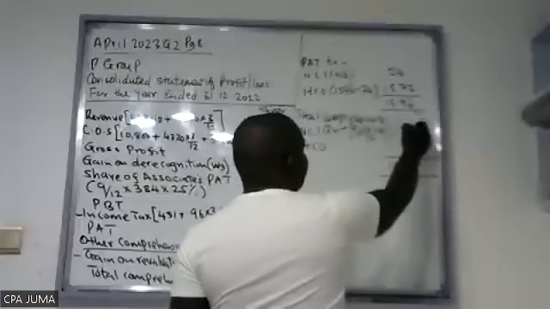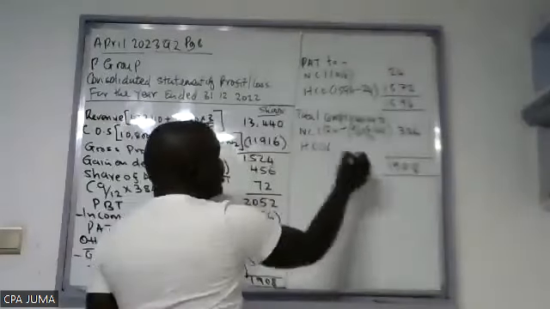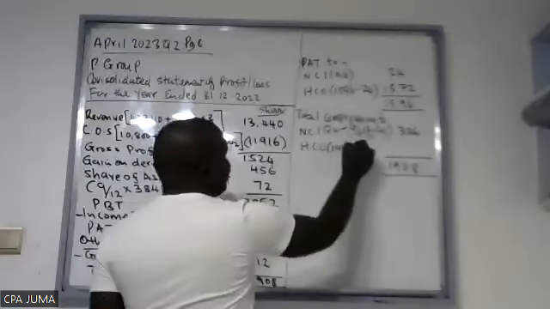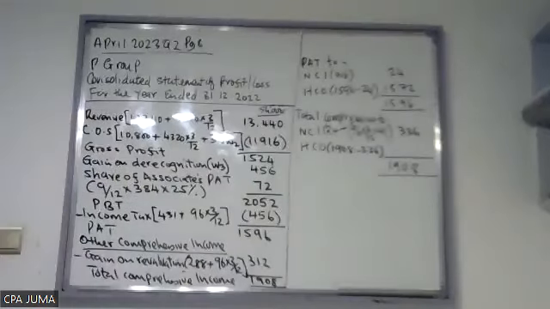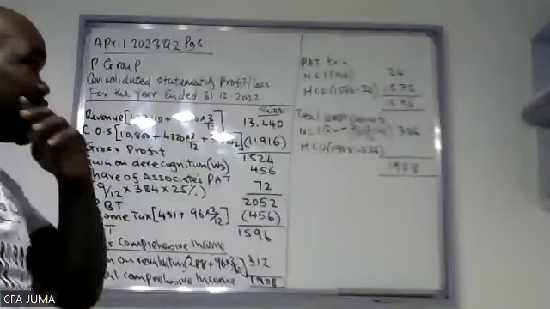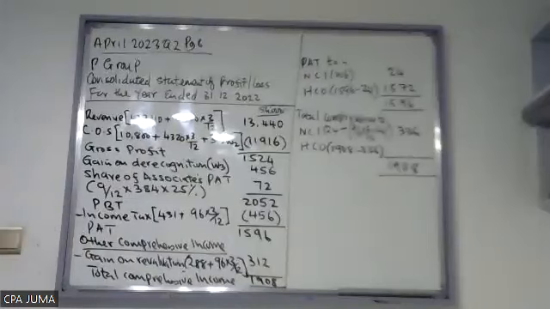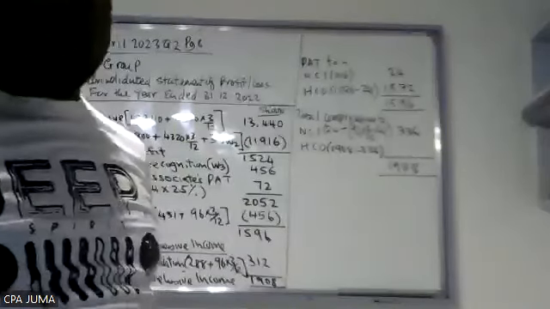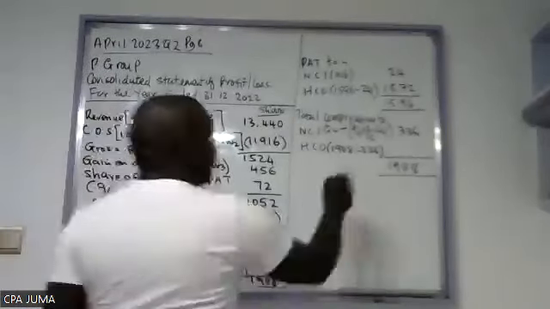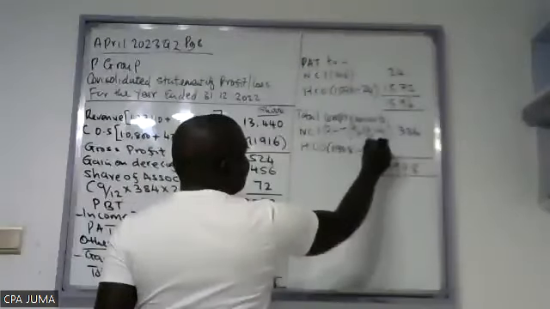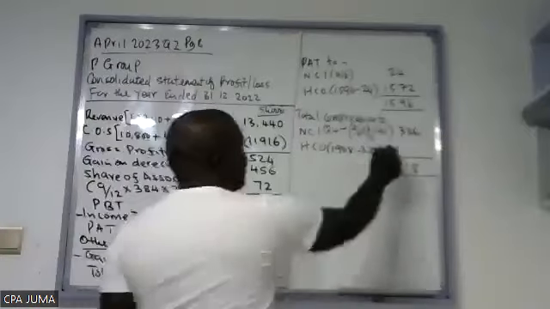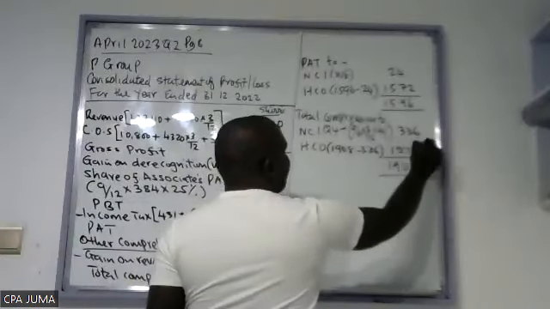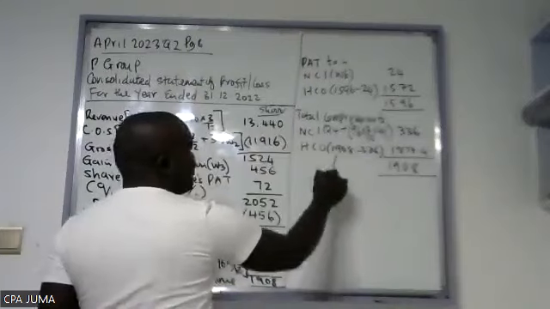336. So parent will take 1908 minus 336, which I'm going to justify to check. So 1908 minus 336, 336 is 3.6. People are getting 1874.4, which you can confirm.